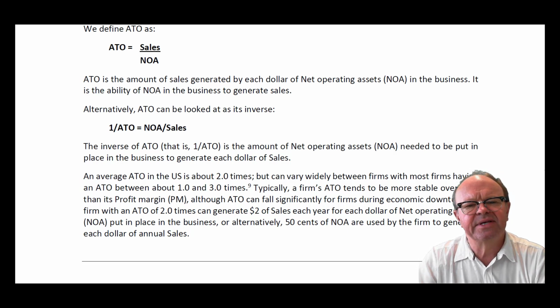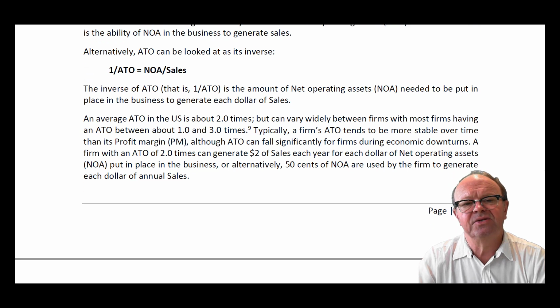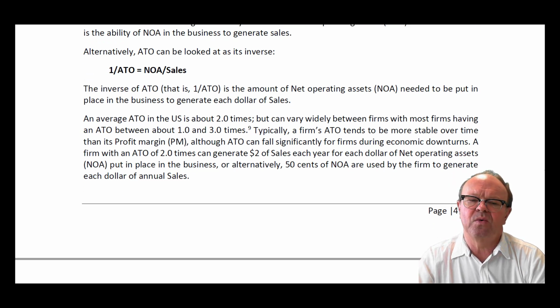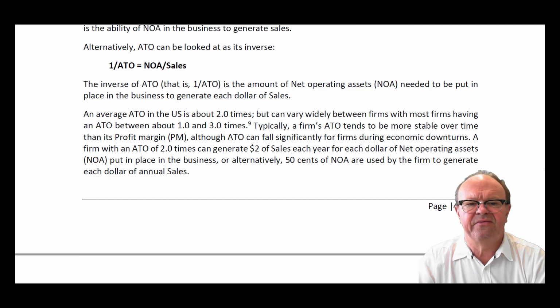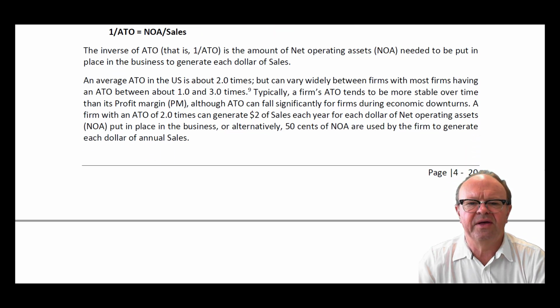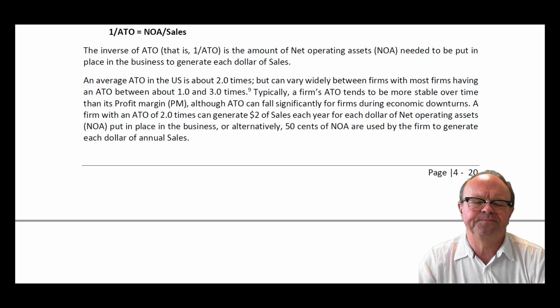Asset turnover is the amount of sales generated by each dollar of net operating assets, NOA, in the business. It is the ability of net operating assets in the business to generate sales. Alternatively, asset turnover can be looked at as its inverse. 1 over ATO equals net operating assets divided by sales. The inverse of asset turnover, that is 1 over asset turnover, is the amount of net operating assets, NOA, needed to be put in place in the business to generate each dollar of sales.